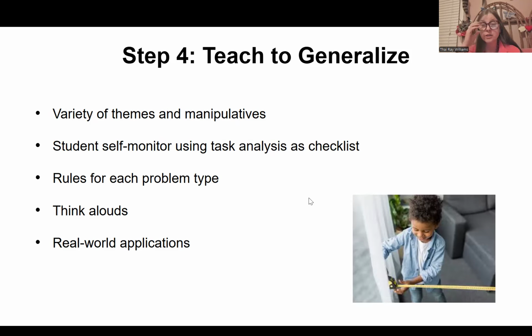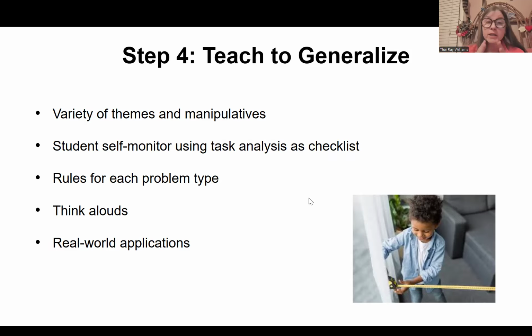And so there are a couple of different ways you can do this. These are just suggestions. There are other ways you could teach students to generalize, but you could vary the themes that you're using. So for instance, this session, I might use a theme that John is really interested in. And next session, I'm going to use a theme that Ebony is very interested in. We can use a variety of manipulatives again.